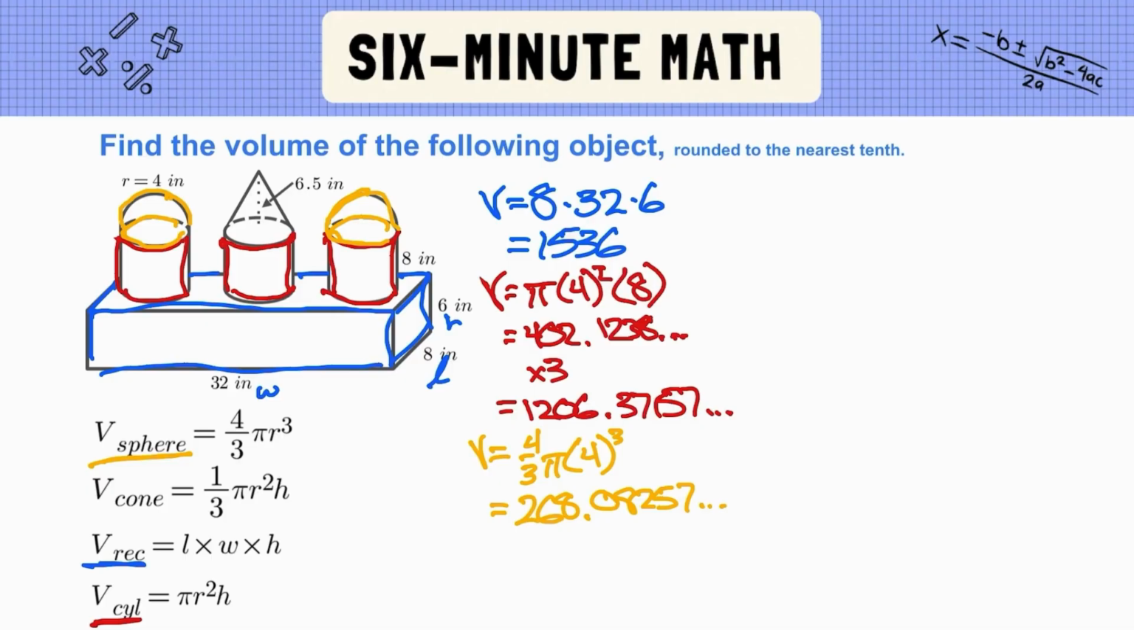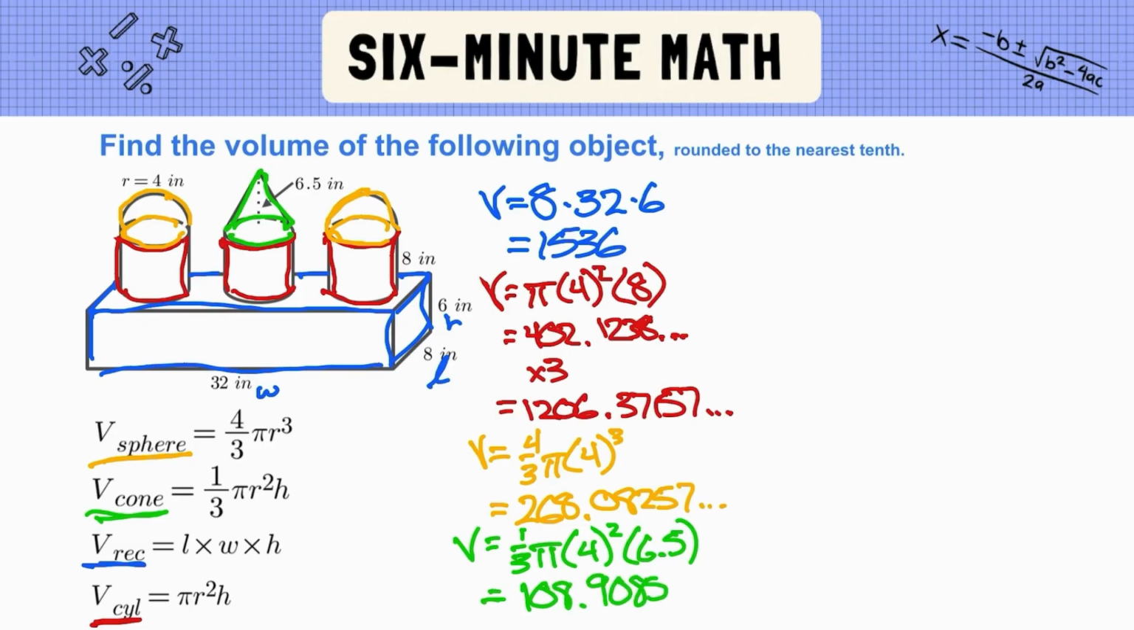My last shape I need to find is this cone. So we're going to do that here in green. I have the cone volume of 1/3 pi times that radius of 4 squared times that height of 6.5. I only have the one cone, so that volume is going to be 108.9085.